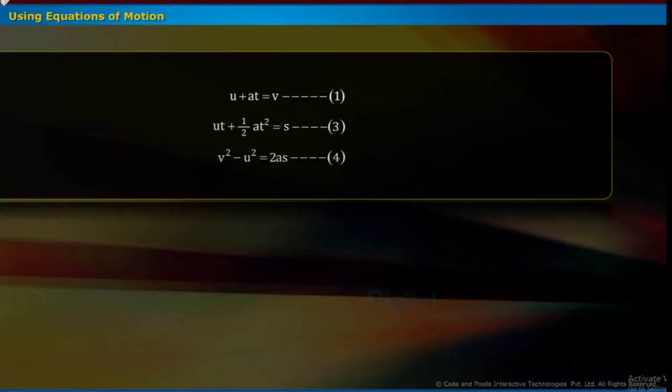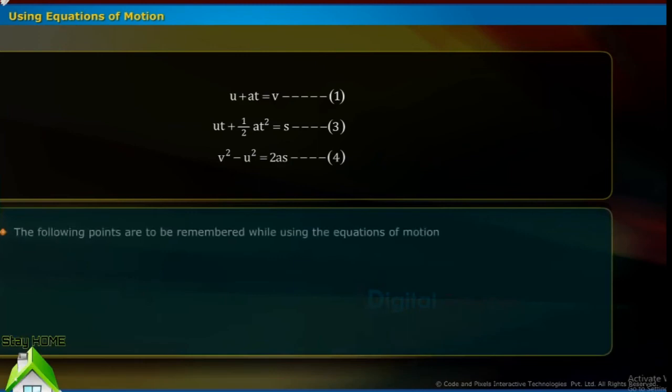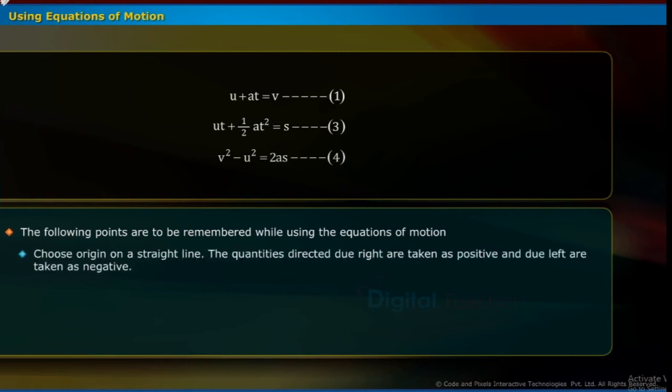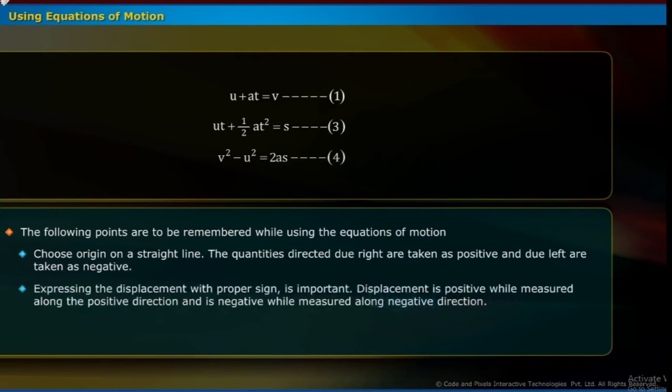Now, let us study a few important points that are to be remembered while using the equations of motion. Choose origin on a straight line. The quantities directed due right are taken as positive and due left are taken as negative. Expressing the displacement with proper sign is important. Displacement is positive while measured along the positive direction and is negative while measured along negative direction.